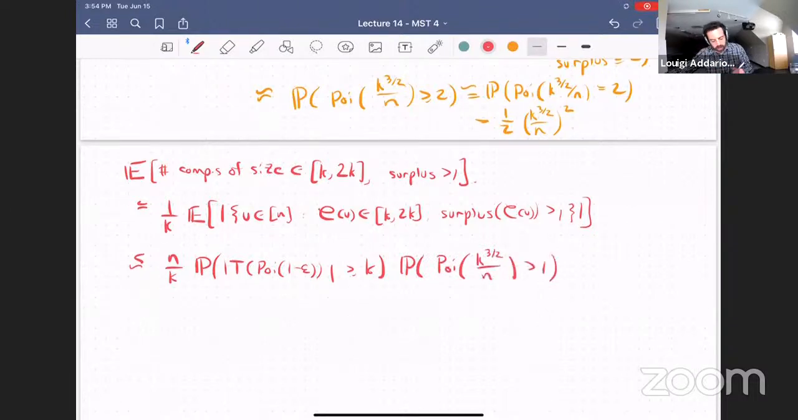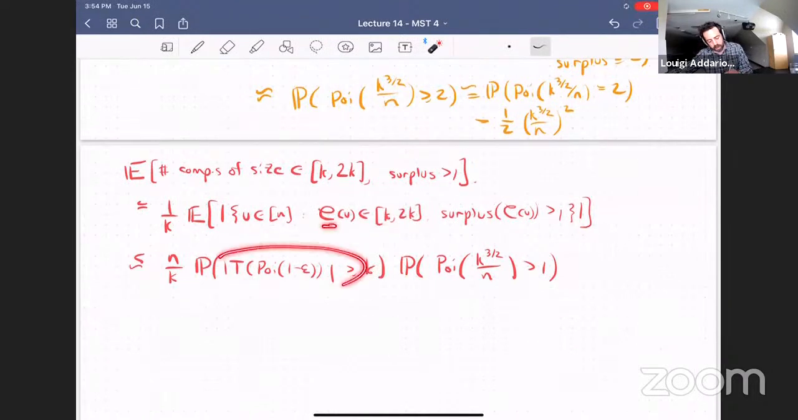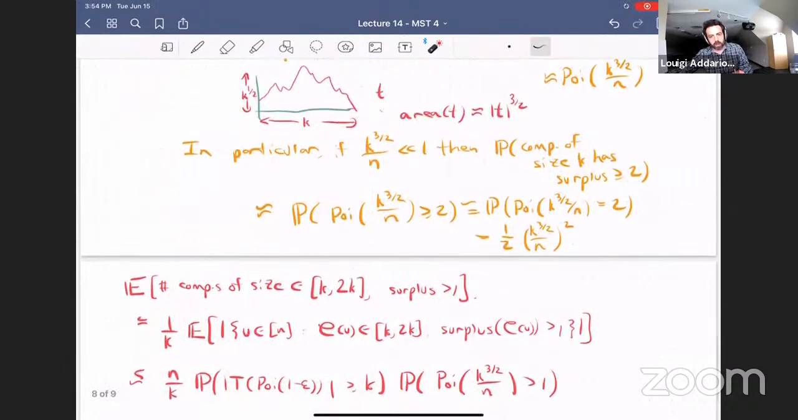is bigger than 1. Okay, so the n here comes from linearity of expectation, to focus on a single vertex rather than all n vertices. Then I'm saying, the probability one vertex has this size, we can bound by the probability the component of a single vertex has this size, and then given that it has this size, the probability its surplus is bigger than 1, we bound using the argument we just saw.